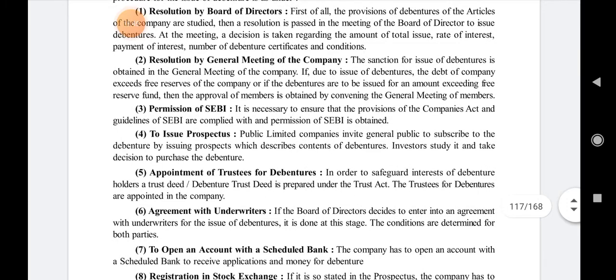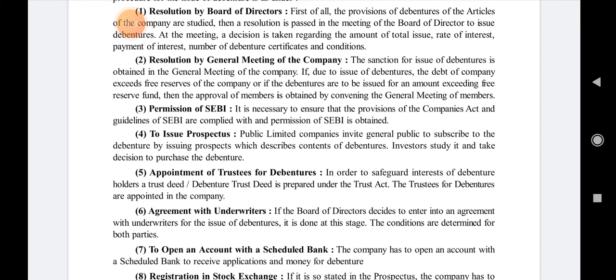Next one is the resolution by general meeting of the company. The sanction for the issue of debenture is obtained in the general meeting of the company. See, approval should be necessary for the issue of the debenture in the company's general meeting. If due to issue of debentures the debt of the company exceeds free reserve of the company, or if the debentures are to be issued for an amount exceeding the free reserve fund, then approval of the members is obtained by convening the general meeting of the members.